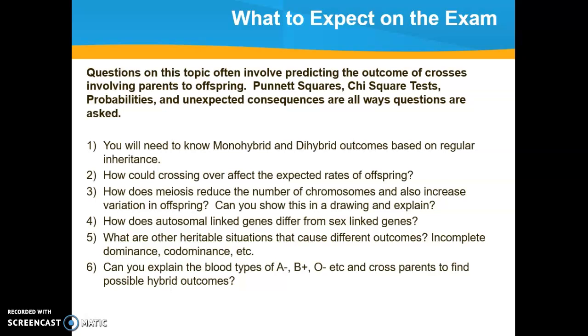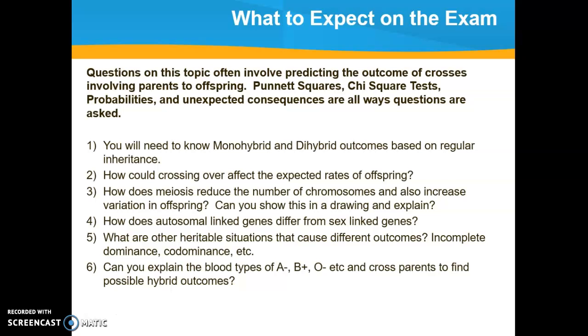For number 2, what does crossing over do to those expected ratios? We'll look at that also. We'll look at meiosis again and review that. And then what's the difference between linked genes and non-linked genes? And if they are linked, what is autosomal linked and what is sex linked? And then what are our other types of inheritable situations?